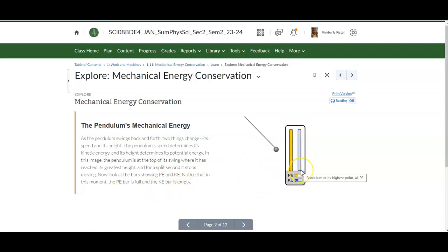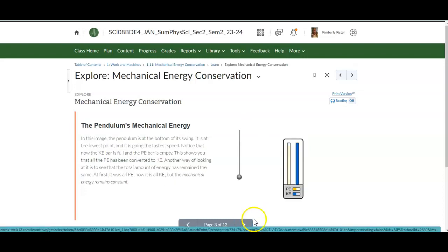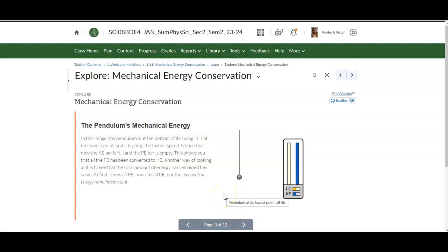So notice that in this moment, the PE bar is full, it's at its highest height, and the kinetic energy bar is empty. So if we were describing that motion, that mechanical energy for guiding question number 2, we know that as it swings, 2 things change, its speed and height. And those 2 things affect the kinetic and potential energy. So that's how you would answer number 2. And then question 3 says, when is mechanical energy conserved and when is it not? All right, so we're looking a little more. In this image, the pendulum's at the bottom of the swing, right? So it started up here and now it's reached the bottom, so it's at its lowest point.